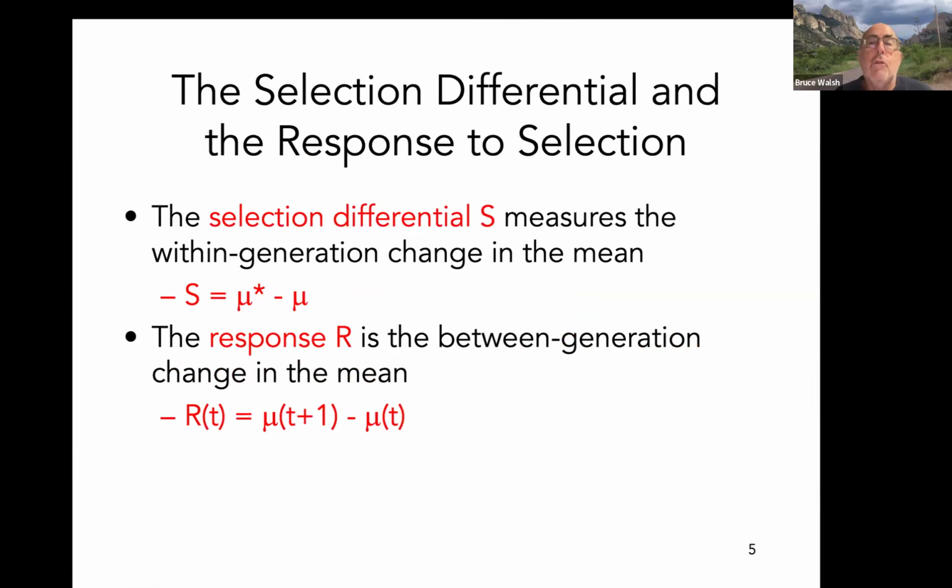So let's measure two metrics. Metric number one is the selection differential. That's the response to select, and the selection differential, S, right down here. That's the within generation change.